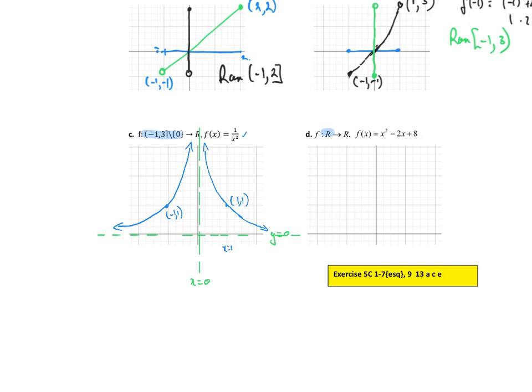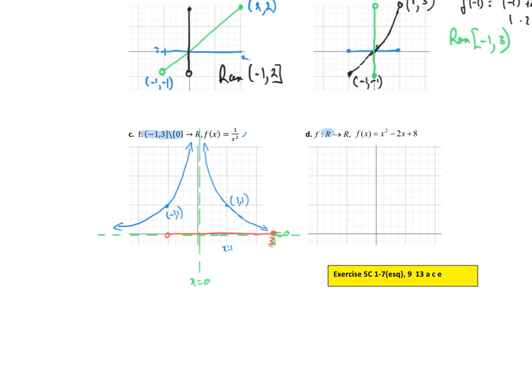So we only want to sketch the graph between negative 1 and 3, excluding 0. Well, we can't have 0 because it's an asymptote. So I'll use red, between negative 1 and 3. Negative 1 is a hollow dot all the way across to wherever I think 3 would be, which might be over here somewhere. Okay, so that's the domain of the graph that I want to sketch.